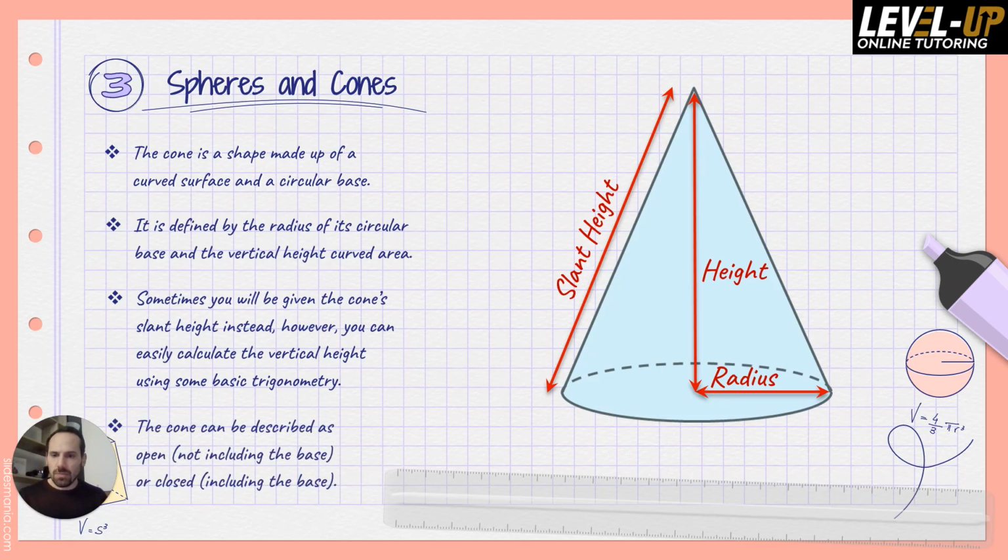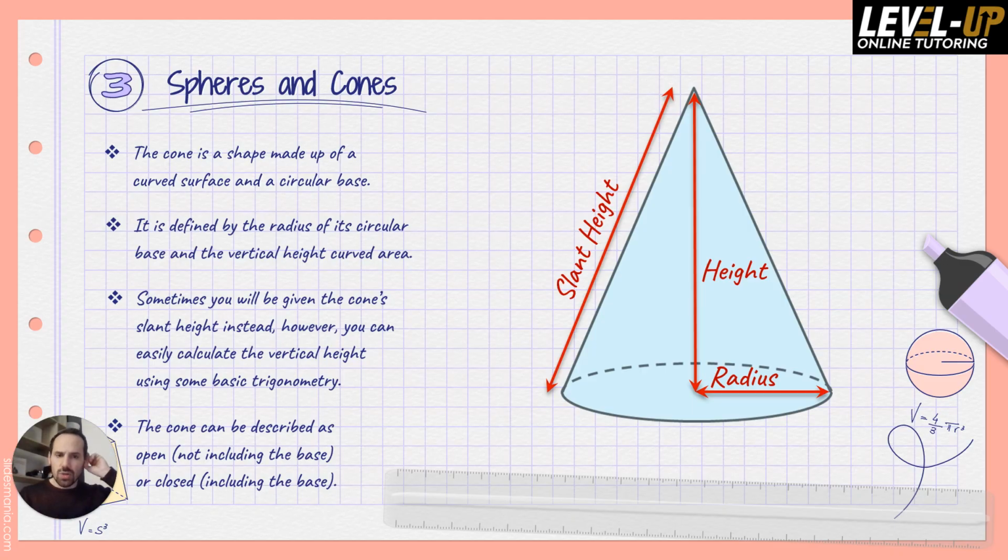A cone can be described as open or closed, depending on whether it includes the base or not. A closed cone would be one like this, where it has a circular base on it. Or if there was no circular base, then it's described as open. Imagine an ice cream cone, where it's just an open cone and you can put your ice cream in it.